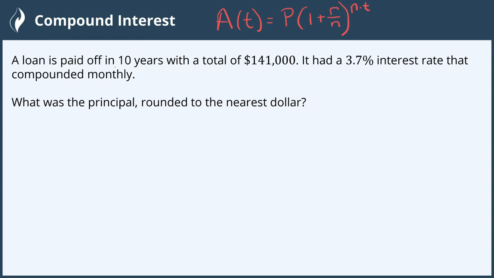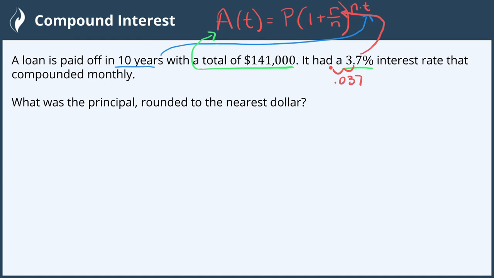We know that the loan was paid off in 10 years, and this is t, time in years, here. We have a total, or the final amount, of $141,000. This is the final amount. We also have an interest rate of 3.7%, but to calculate, we always change a percent to the decimal by moving the decimal 2 place values to the left, making this 0.037. And this is the interest rate, so it goes here.